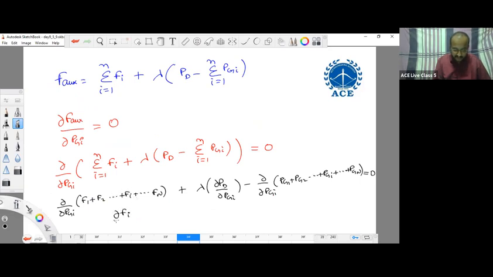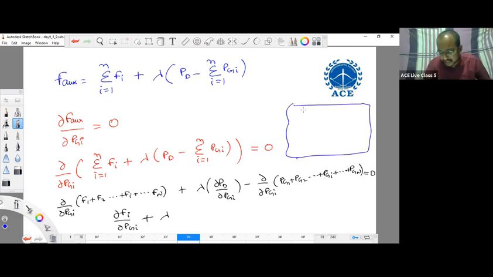So dou Fi by dou PGi plus lambda into, while scheduling, demand is treated as constant. While scheduling, PD is constant, because if you want to schedule for a load of 400 megawatt, 400 is constant. While scheduling, demand is constant, PD is constant. The differentiation of a constant is what? 0. The differentiation of a constant is 0.